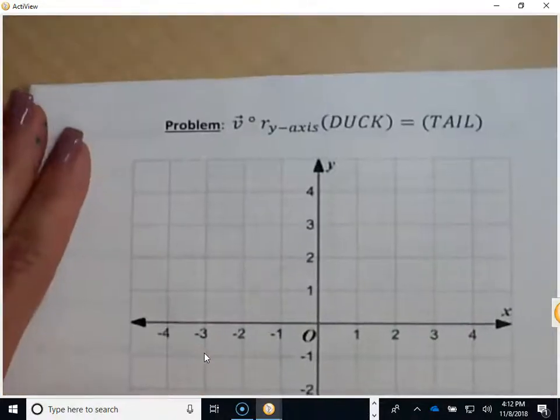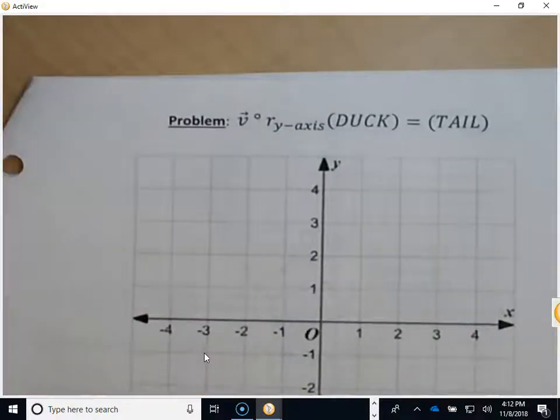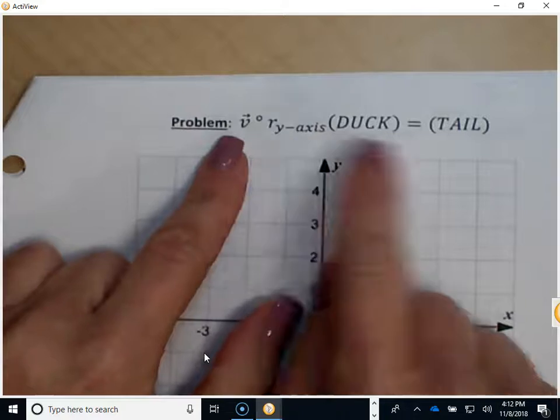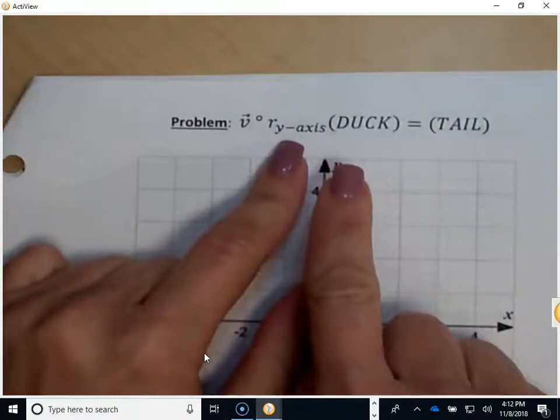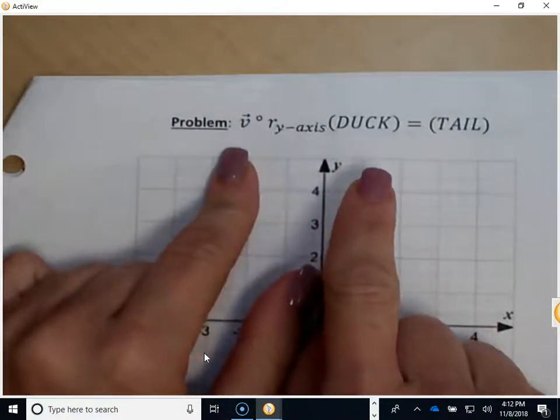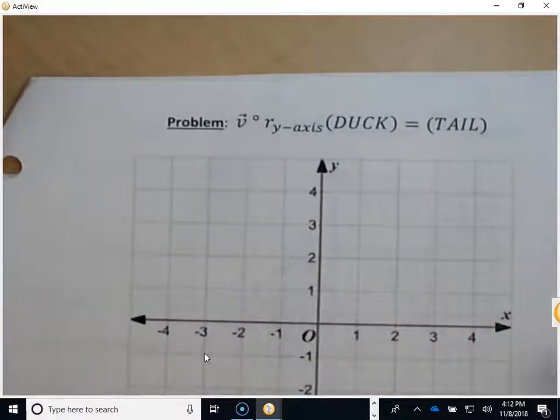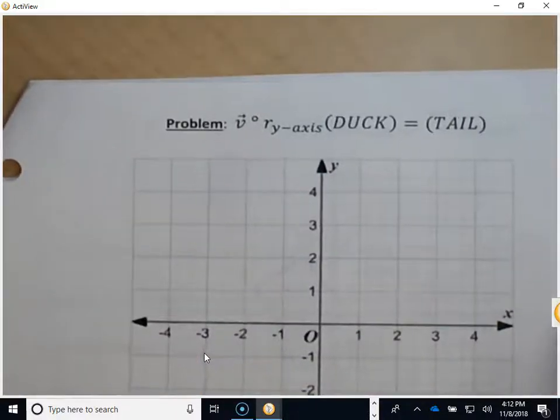Okay, in this case, we're going to have duck. We're going to have 4 points to make it that much more interesting instead of 3. And since we have more than one transformation, we work our way out from the parentheses. So we're going to do our reflection first this time across the y-axis. Then we're going to do our vector. All right, so first let's plot where D, U, C, and K are going to be.